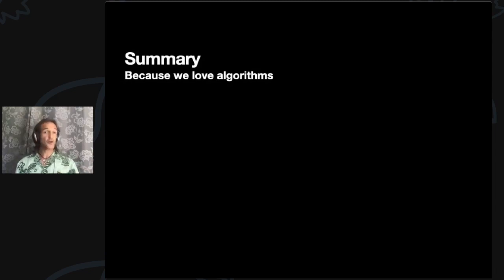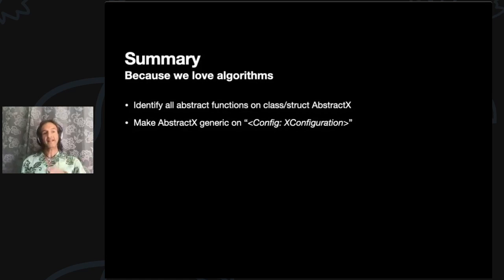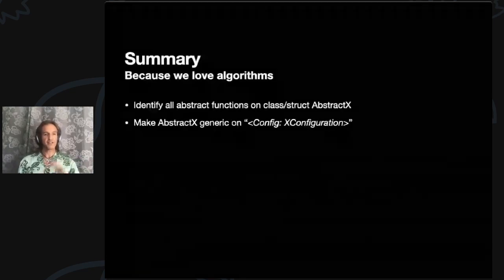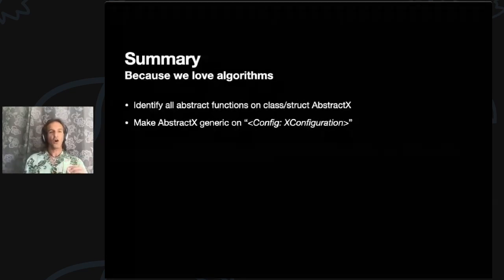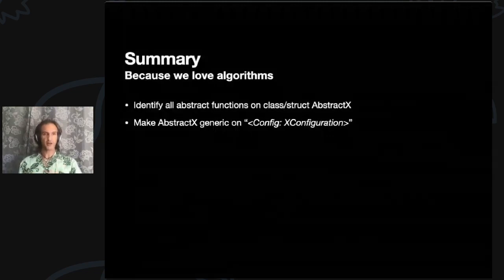So let's look at the algorithm here to create abstract classes. Let's remember that. The first thing you do is identify all abstract functions on a class or struct called abstract X. We're using everything in a struct here just to show that it works with structs. But if you want to use a class, you can use a class. Everything works exactly the same in a class in this case. And then you make your abstract X generic on this config X configuration. This doesn't exist yet, right? So you're going to get an error when you do this.